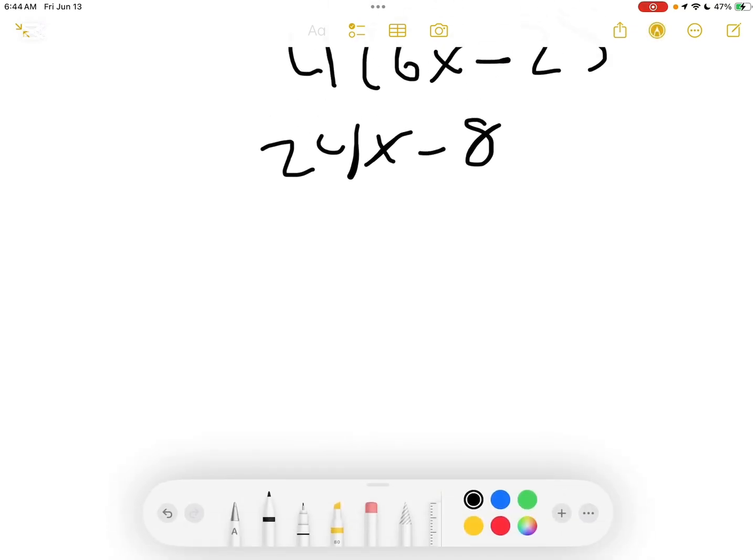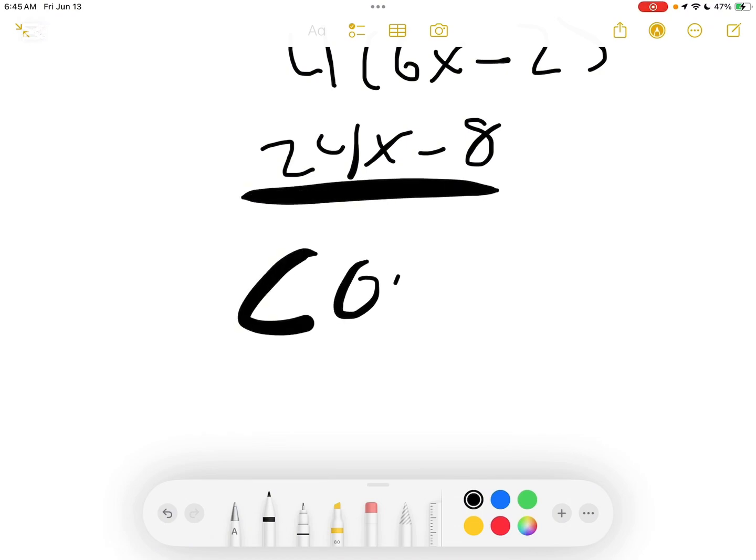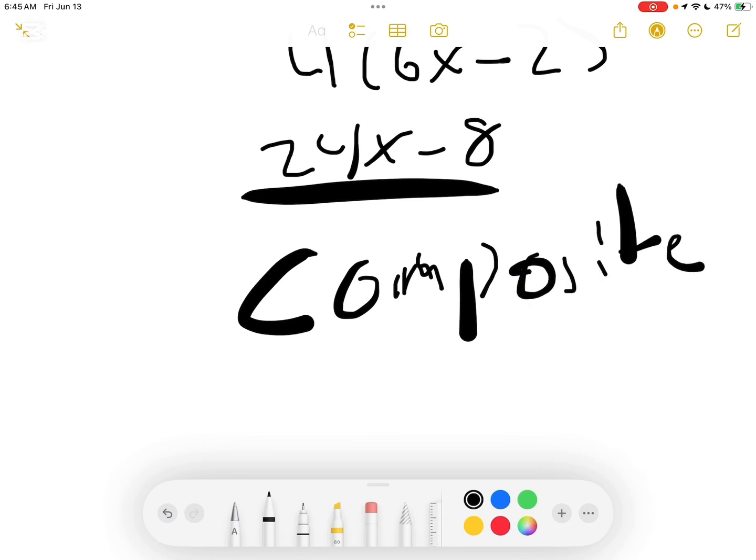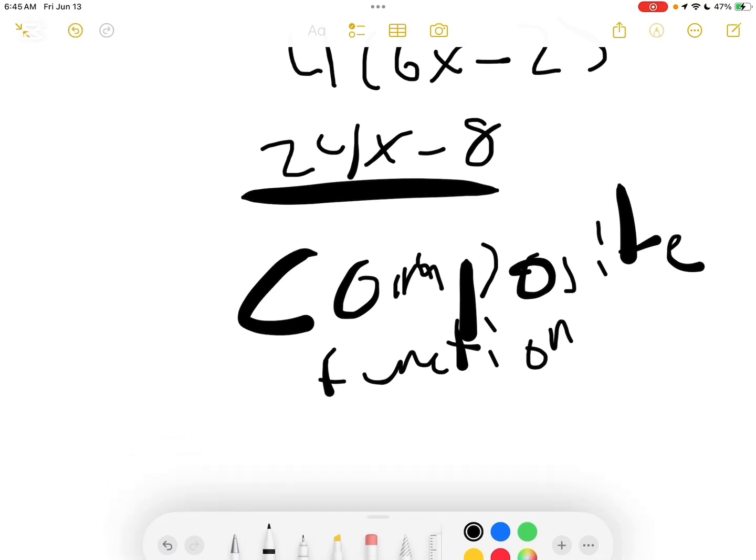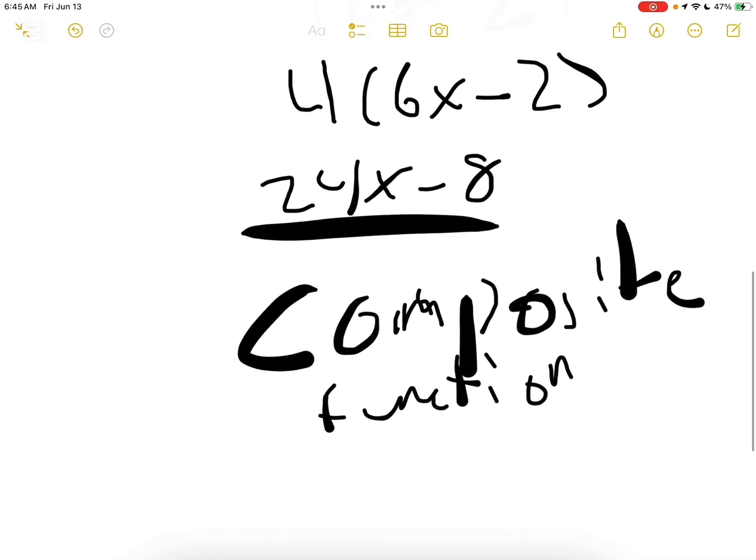Oh, sorry, no. So, this is our complete composite function. So, this is what f of g of x looks like.